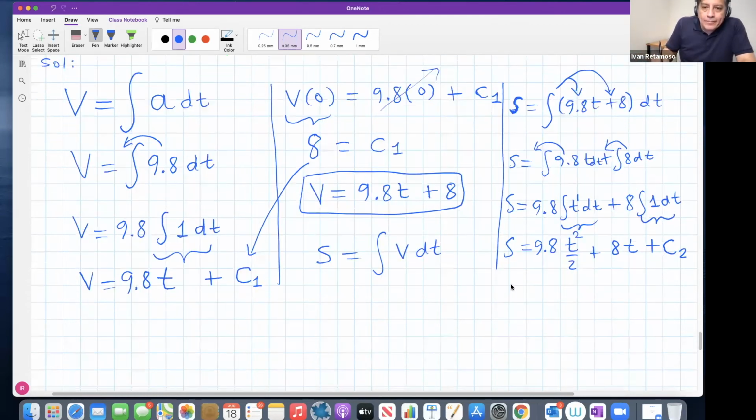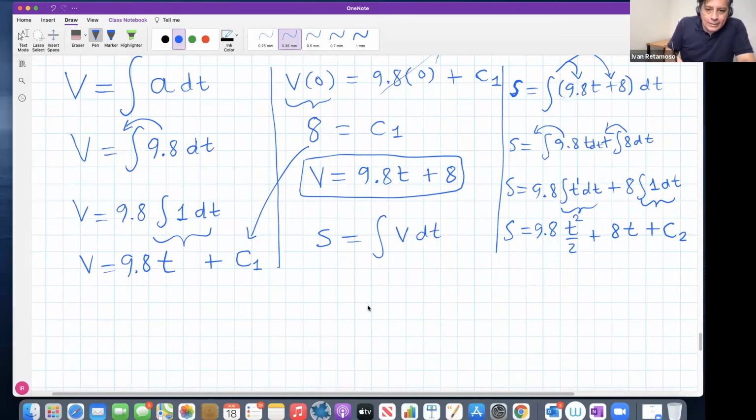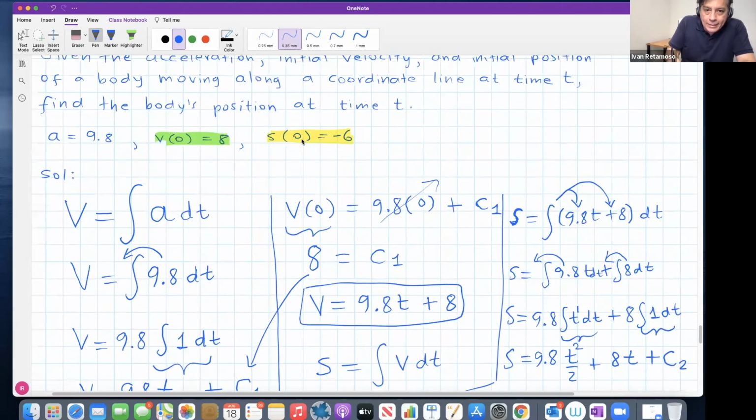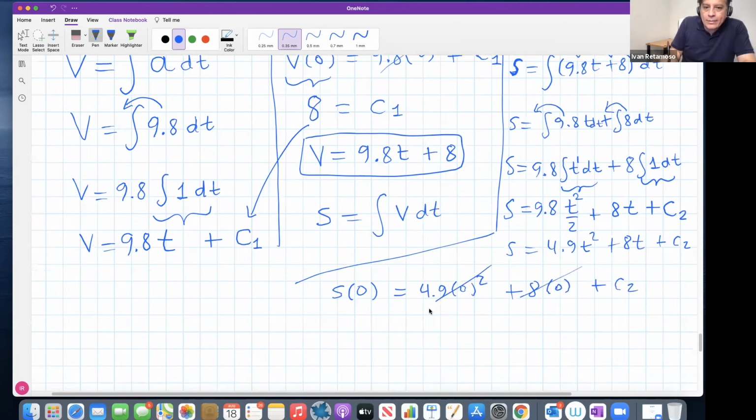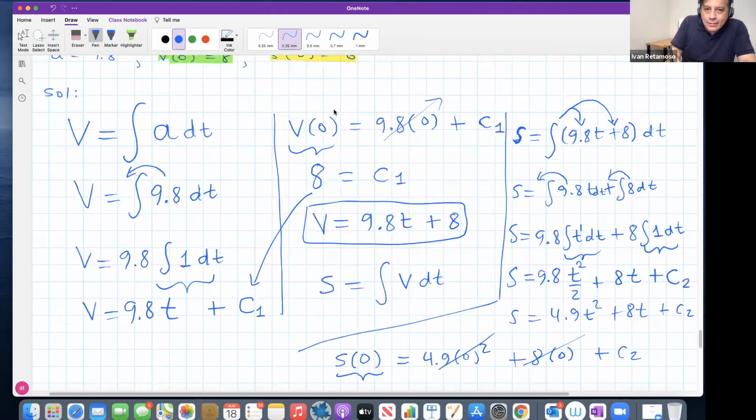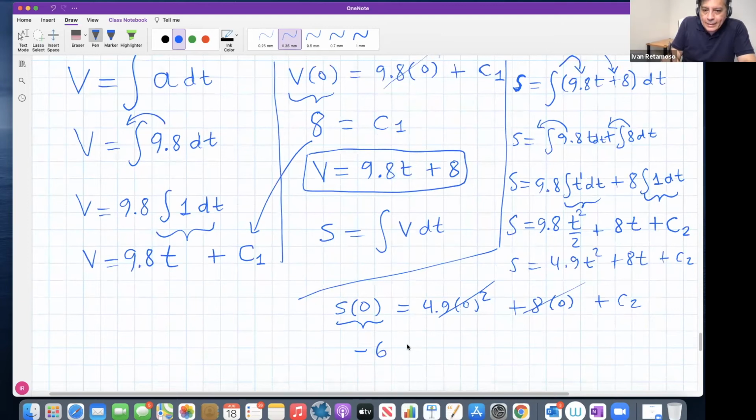Okay, but now I have this function, right? So let's continue here. Now S evaluated at zero on one hand should be this, right? This into this, let's simplify, it's just 4.9. So the evaluation of the function at 0 should be this on one hand, right? 0 squared plus 8 times 0 plus C2. This is 0, this is 0. On the other hand, S at 0 is -6. They are telling you that. So it turns out C2 equals -6.